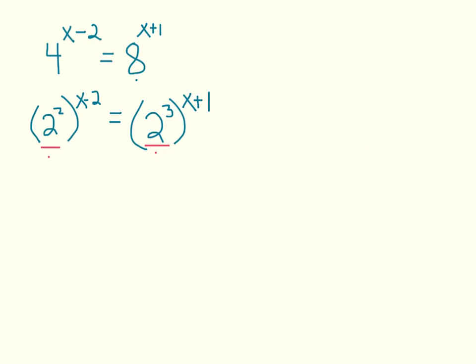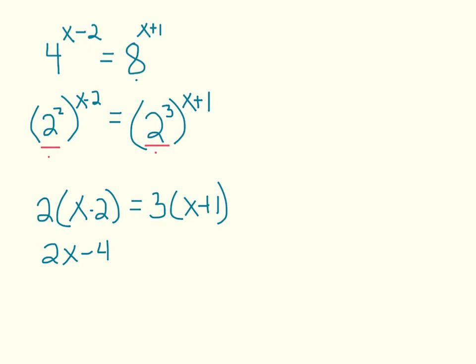So now we can say that the exponent 2 times x minus 2, because it's a power to a power, equals that exponent 3 times x plus 1. That's a power to a power. And be sure you remember to distribute. So here we have 2x minus 4 equals 3x plus 3. You have to remember to distribute that to both of these and that to both of these.